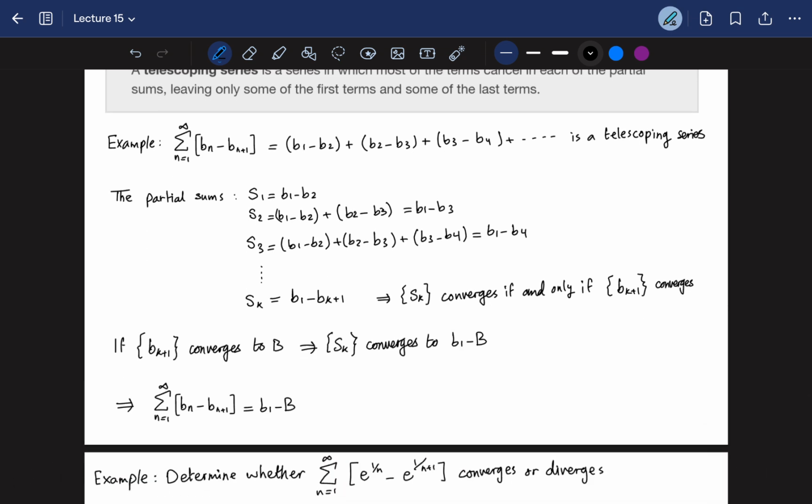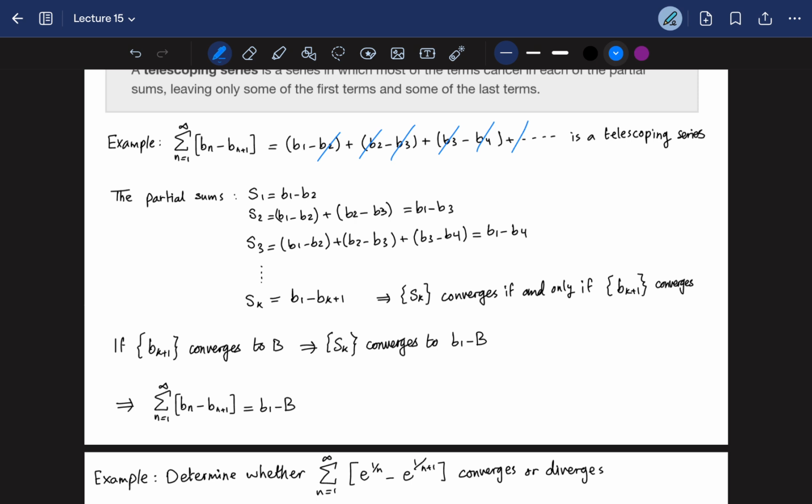If I have a summation of bn minus bn plus 1, once you write it out, you're going to get b1 minus b2, b2 minus b3, and so on. So this is a telescoping series because, as you can see, I can cancel a lot of the terms. Now b4 is going to cancel with something, and I'm going up to infinity.